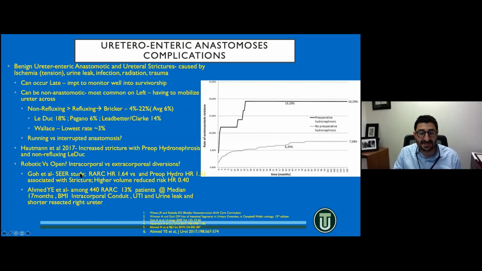This was a SEER study published recently showing that, again, pre-op hydro was a risk factor as well as doing a robotic diversion. But this didn't differentiate extracorporeal versus intracorporeal. Another study similarly found that robotic cystectomies with intracorporeal urinary diversions had higher rates of ureteral stricture development.